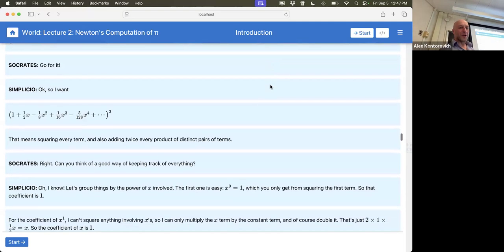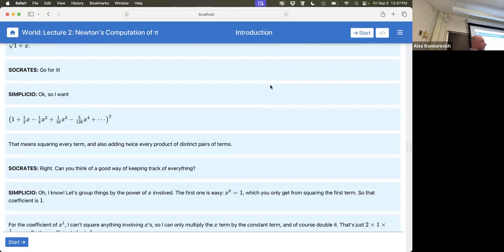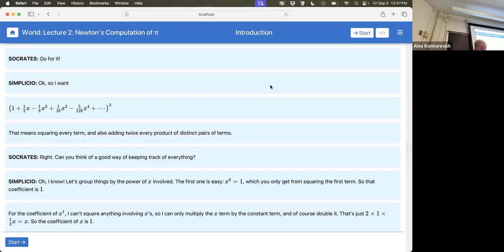How about the coefficient of x? How do I get an x? Daniel? I get a 1 times a half x, and then I get another 1 times a half x. In other words, I get 2 times 1 times a half x. Right? That's the only way to get an x. So for the coefficient of x to the 1, I can't square anything involving x's. I can only multiply the x term by the constant term, the 1, and of course double that. So 2 times 1 times a half x is just x. So the coefficient of x is 1. Okay, so we have 1 plus x so far.